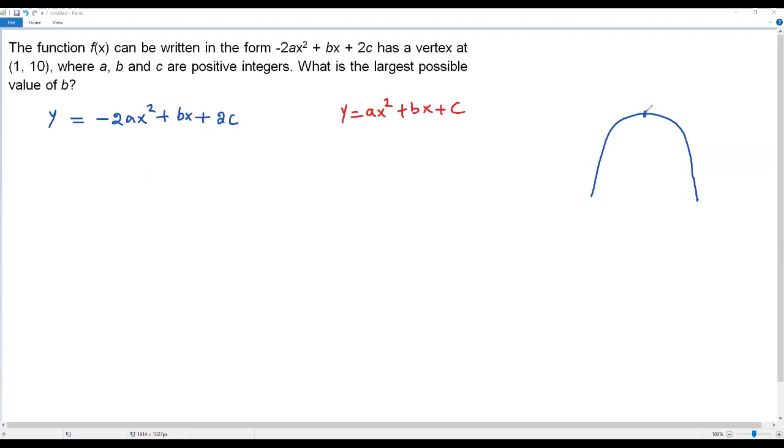Okay, for this parabola, we have the vertex (1, 10) that's given in the question itself. When we consider the vertex of the parabola, the x coordinate of the vertex is 1. So let me write x equals 1. When we have a quadratic function in the form y equals ax squared plus bx plus c, there is a formula to get the x coordinate of the vertex, that is negative b over 2a. Here b is the coefficient of x and a is the coefficient of x squared. Let me finish writing this equation.